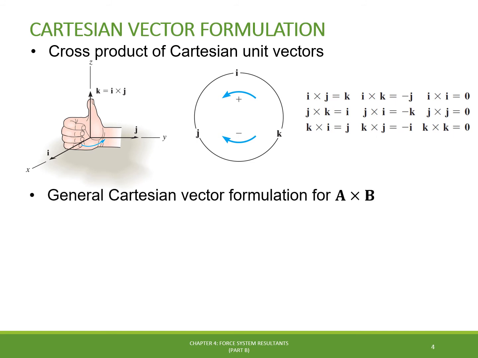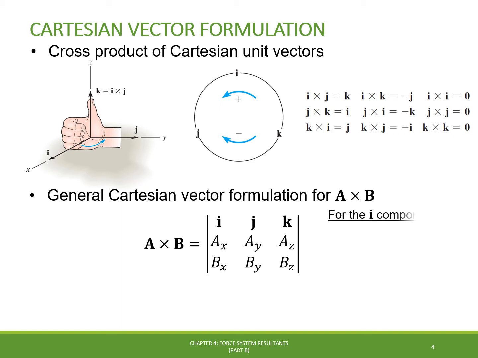Let's consider now the cross product of two general Cartesian vectors A and B. Based on the table we just built, we can express the cross product of these two vectors using this compact form here, in which we just have to expand this determinant. Here is how we are going to do it.